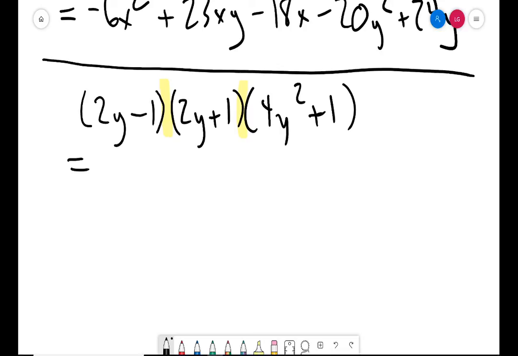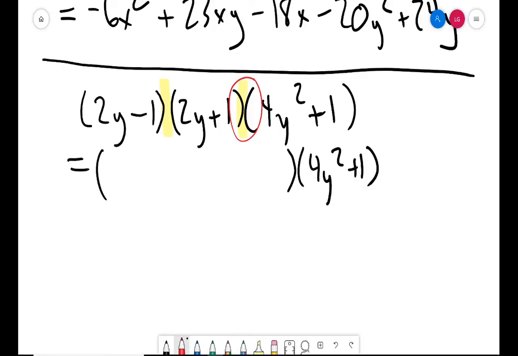I'm going to even make this clear that I'm just bringing this down. I'm not going to deal with that multiplication just yet. And so I'm actually going to have a result here from 2y minus 1 times 2y plus 1 that I'm going to put inside of parentheses to recognize that this multiplication has not taken place. It still needs to take place. So 2y minus 1 times 2y plus 1.